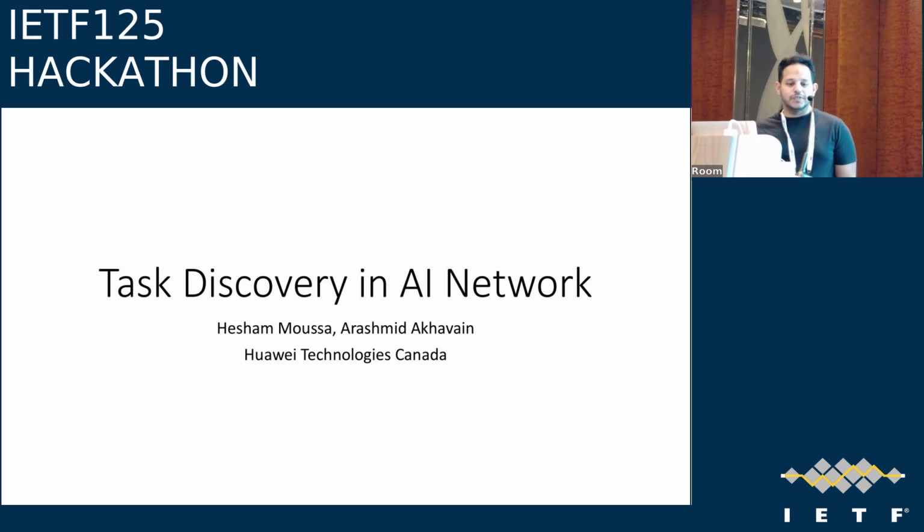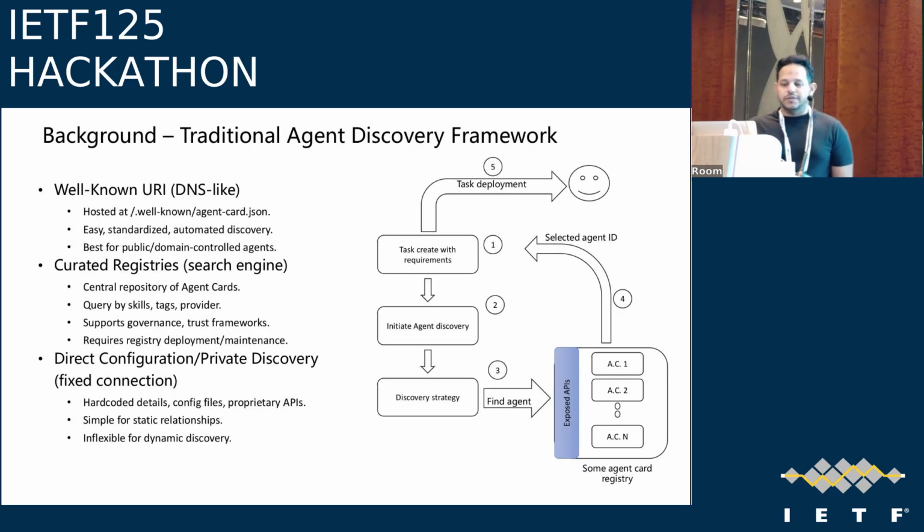So what we're looking into is task discovery. The main idea is we looked into traditional agent discovery. It looks something like this. We have a discoverable entity, which is the agent. And the way we discover agents is that we have agent cards and we go through a process of search. You create a task, you decide on the requirements of this task. Based on this, you go ahead and search this repo of agent cards.